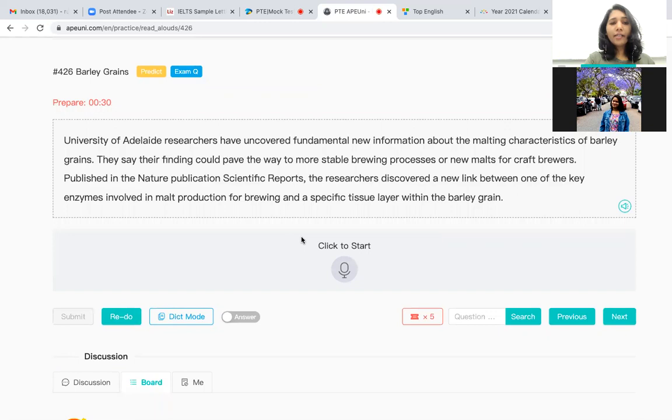University of Adelaide researchers have uncovered fundamental new information about the malting characteristics of barley grains. They say their findings could pave the way to a more stable brewing process or new malts for craft brewers. Published in the Nature publication Scientific Reports, the researchers discovered a new link between one of the key enzymes involved in malt production for brewing and a specific tissue layer within the barley grain.